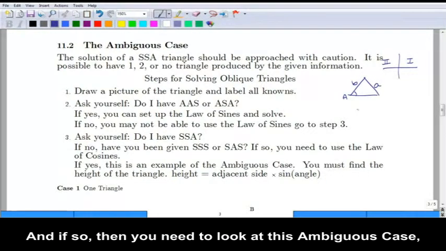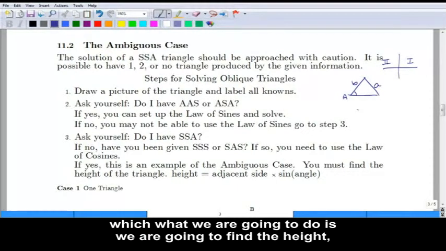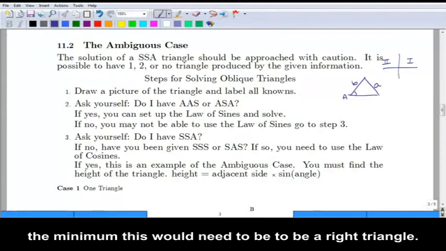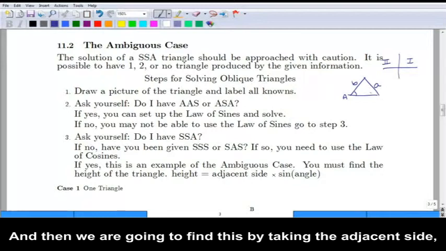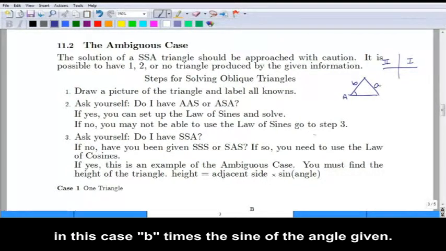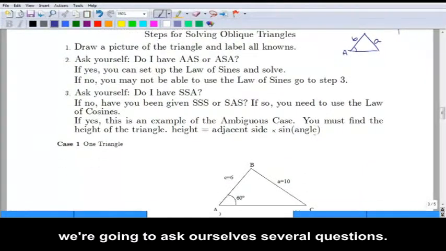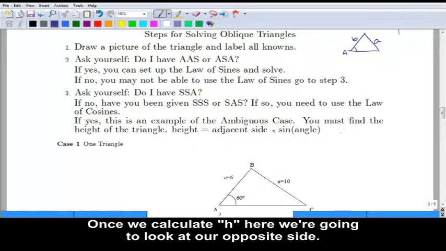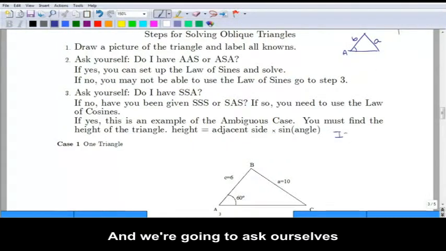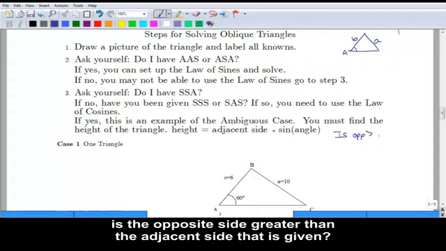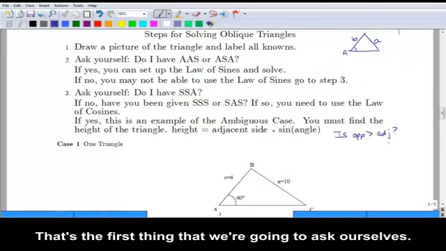And if so, then you need to look at this ambiguous case, where we're going to find the height, the minimum this would need to be a right triangle. We're going to find this by taking the adjacent side, in this case b, times the sine of the angle given. And we're going to ask ourselves several questions. Once we calculate h here, we're going to look at our opposite side, and the first thing we're going to ask ourselves is, is the opposite side greater than the adjacent side that is given?